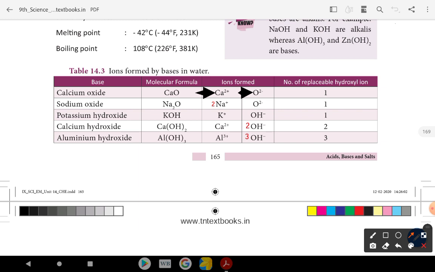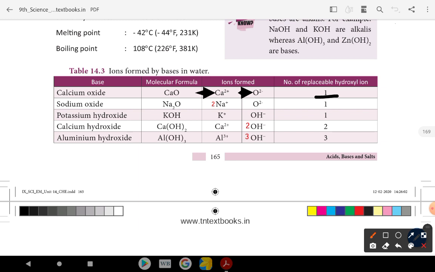Okay, so the number of replaceable hydroxyl ions. Generally the number of replaceable hydroxyl ions is given, but actually here we don't have any hydroxyl. In the first one, only oxide ions are coming. So how many oxides are you getting? Only one. So that is correct. Only one oxide ion is given out. Then let's go on to the second one.